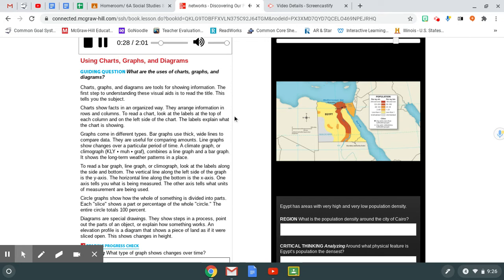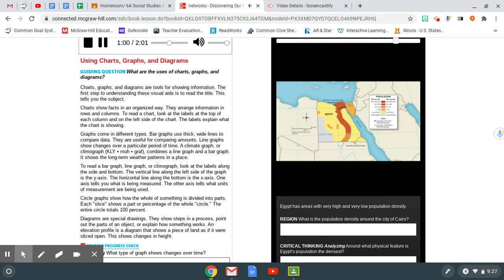To read a chart, look at the labels at the top of each column and on the left side of the chart. The labels explain what the chart is showing. Graphs come in different types. Bar graphs use thick, wide lines to compare data. They are useful for comparing amounts. Line graphs show changes over a particular period of time. A climate graph, or climograph, combines a line graph and a bar graph. It shows the long-term weather patterns in a place.